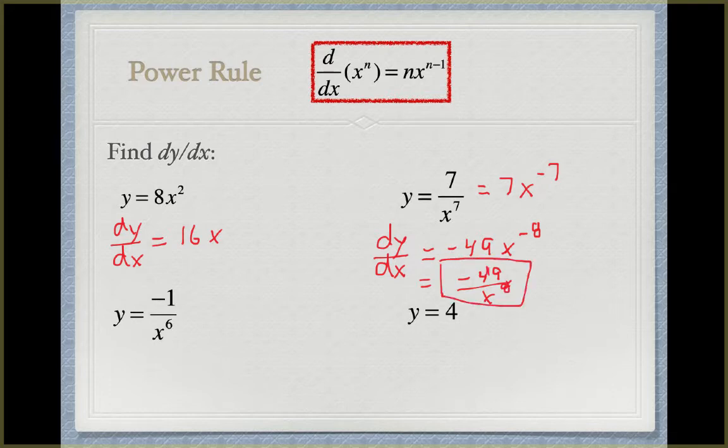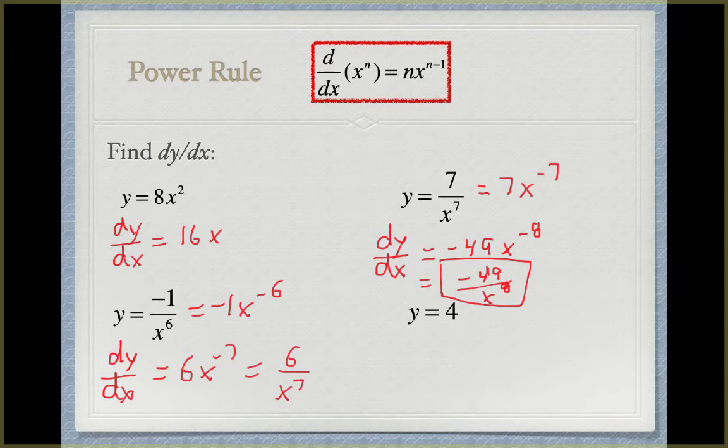Now we have y equals negative 1 over x to the 6th. Again, I recommend you rewrite this. And when we take the derivative of y with respect to x, we get 6x to the negative 7, which is 6 over x to the 7th.